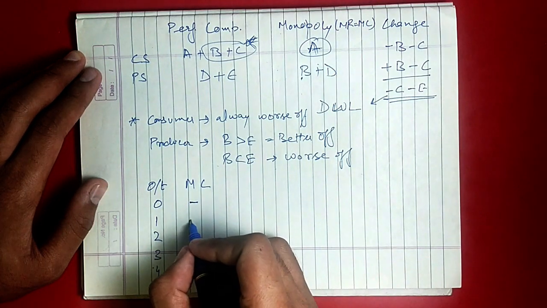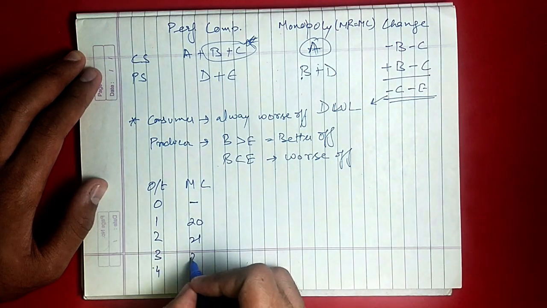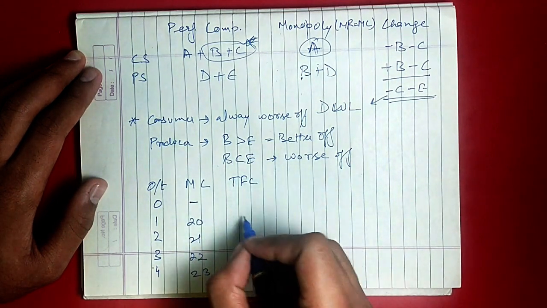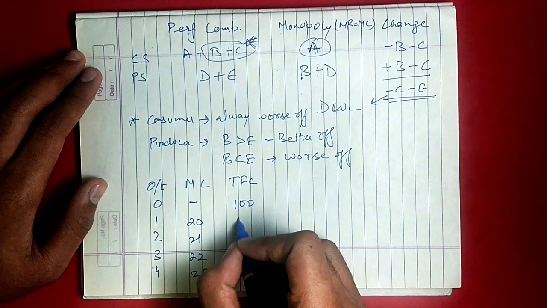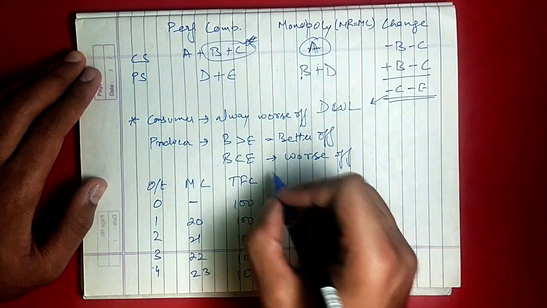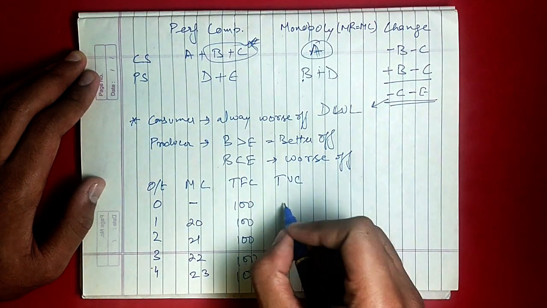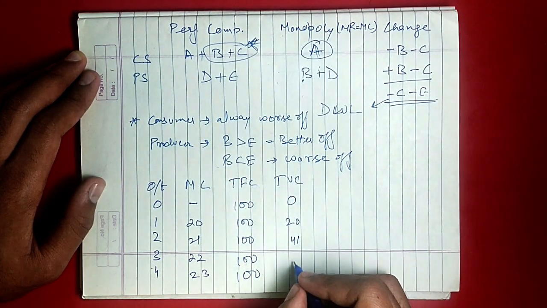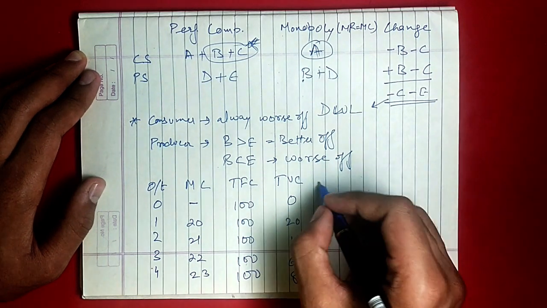First, no MC, as you know, at 0 no MC, 20, 21, 22, 23, right? Now TFC is the same at every level, 100, 100, 100, 100, 100. Now we come to TVC. TVC is 0, 20, 41, 63 and 86.